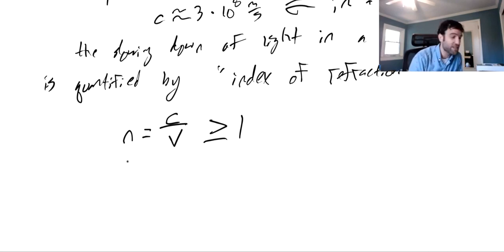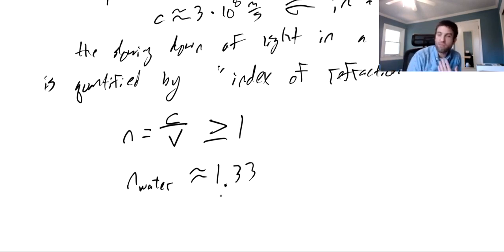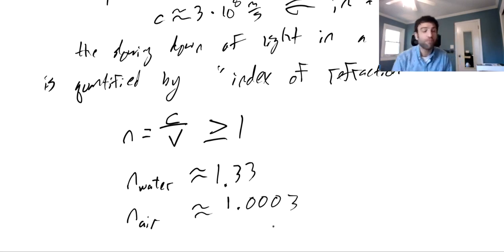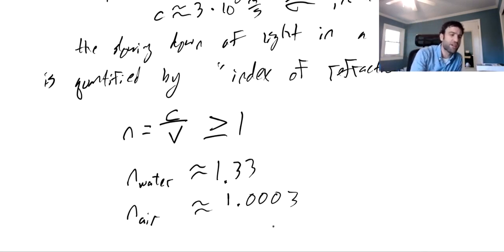So for instance, for water, n of water is about 1.33 or so, right? So that's to say, light is 1.33 times slower when it goes through water than when it's going through a vacuum. The index of refraction for air is actually very close to 1, but it's not quite 1. It's like 1.0003. So it's just a fraction of a percent slower in air than it is in vacuum.